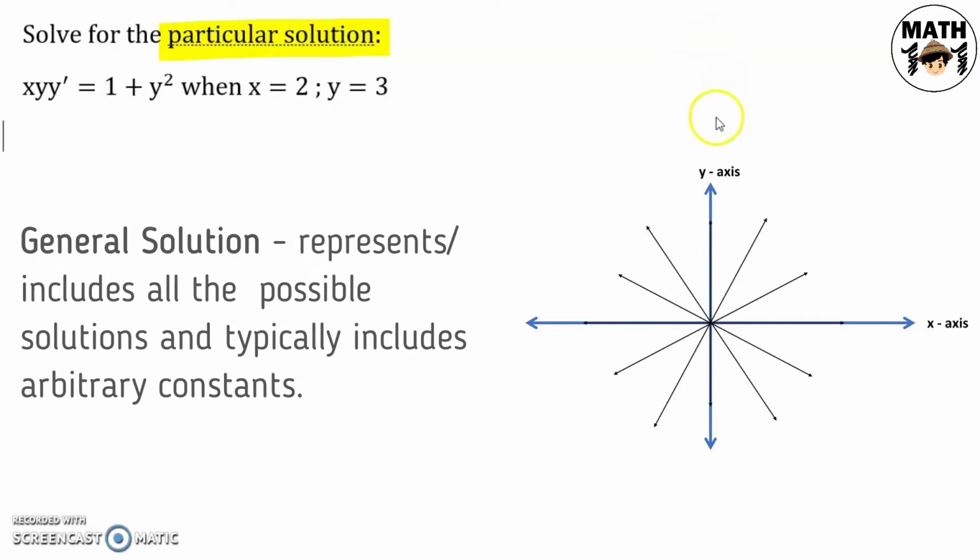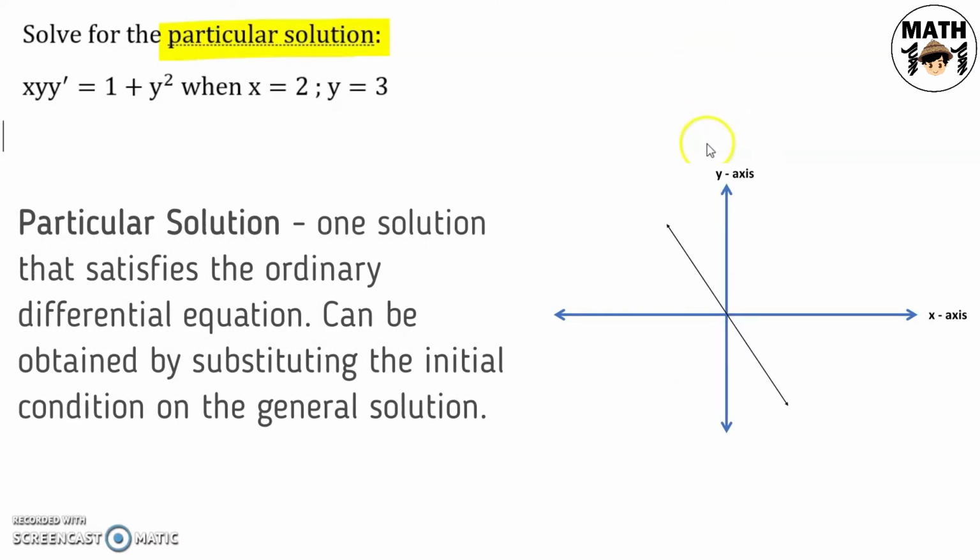Wala pa siyang value. Kapag particular solution, that can be obtained with the help of an initial condition or boundary condition. So, kumbaga sa family of curve din, ang nire-represent lang niya ay isang line or isang curve. And yung value ng c is nasolve natin or may value na siya.